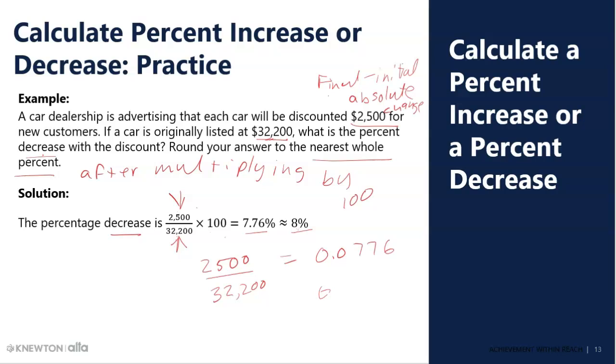Okay, so you got to look at what they gave you. That's not the new price. That $2,500 is how much money they'll take off. That's the amount of the discount that makes it an absolute change.